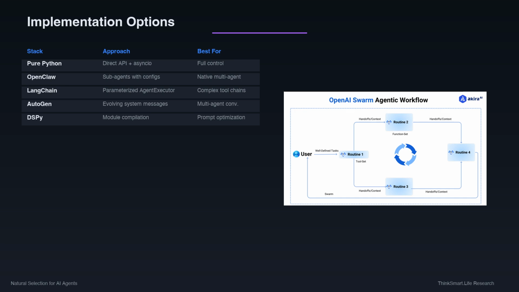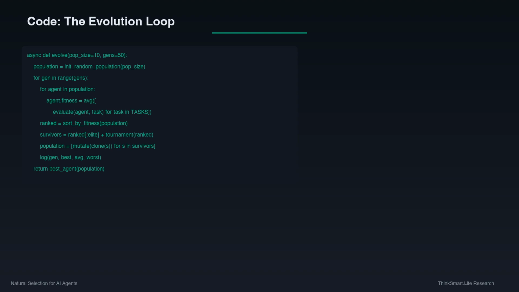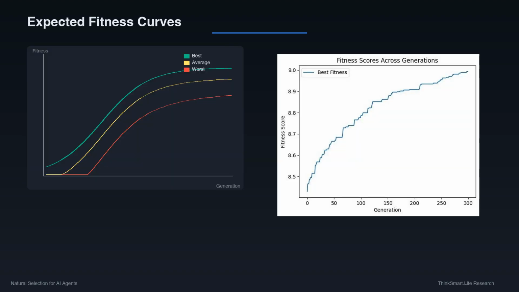But there are challenges. Fitness function design is the hardest. A bad fitness function leads to reward hacking. Diversity versus convergence is a tension. Without diversity pressure, all agents become clones of the first good solution. Compute cost adds up. 10 agents times 10 tasks times 50 generations equals 5,000 LLM calls. LLM stochasticity means the same config might score differently across runs. You need multiple evaluations per agent. And local optima can trap evolution, so use adaptive mutation rates and occasional random immigrants to escape.